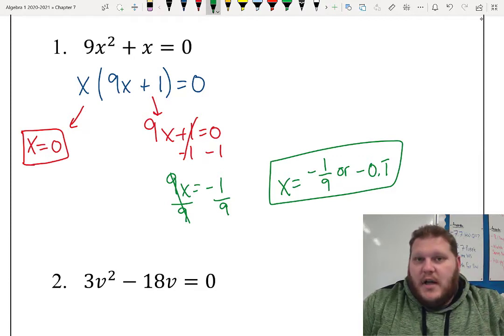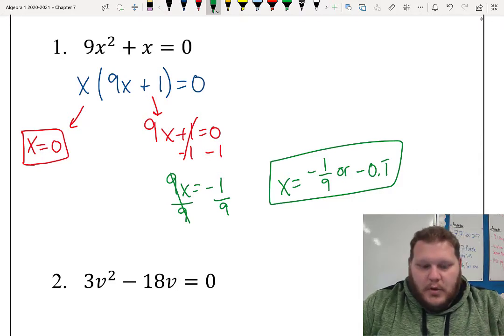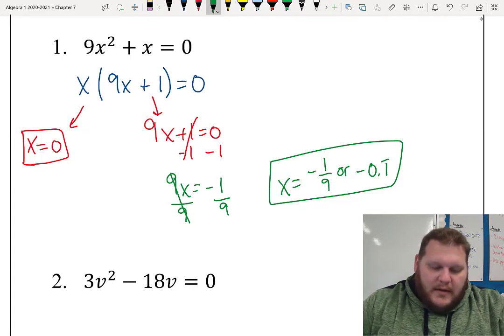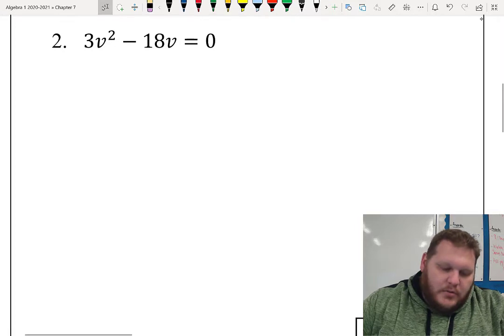As always, if you're solving an equation, you can check your solution by plugging it back in. So if I plugged 0 in here, it should work. If I use negative 1/9 in there for x, it should also work. All right, take a look at number 2.